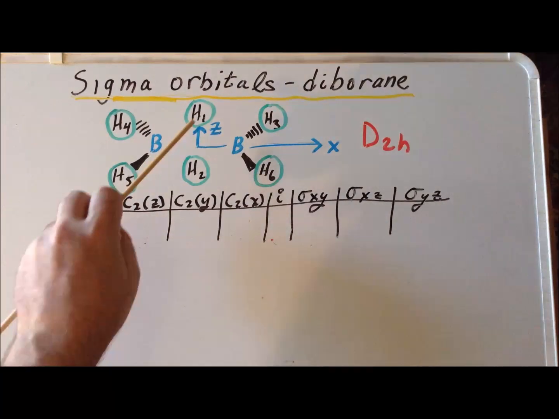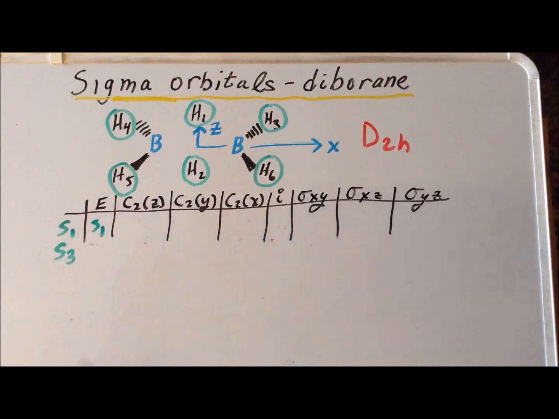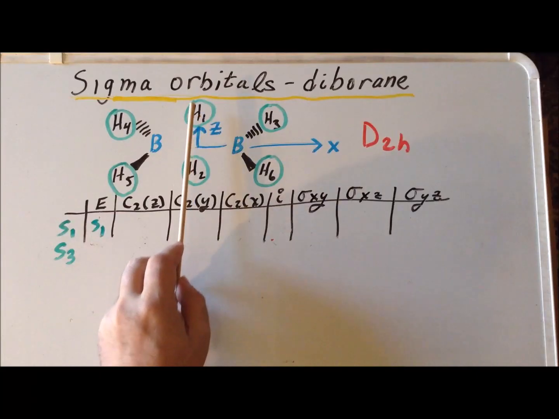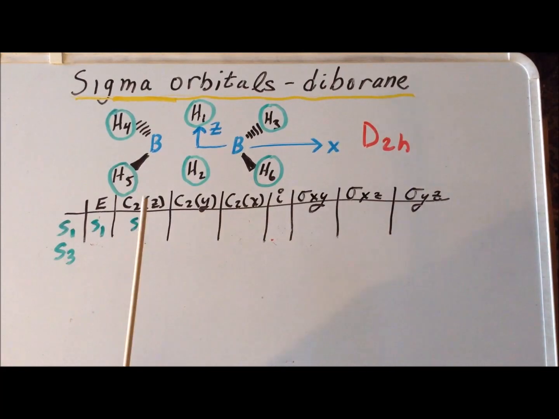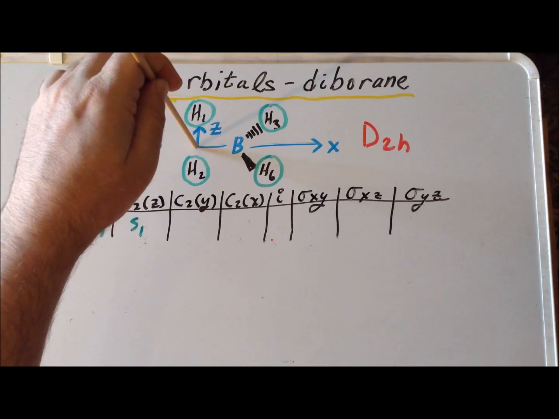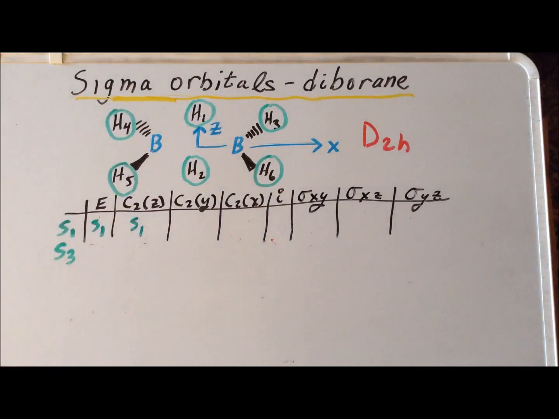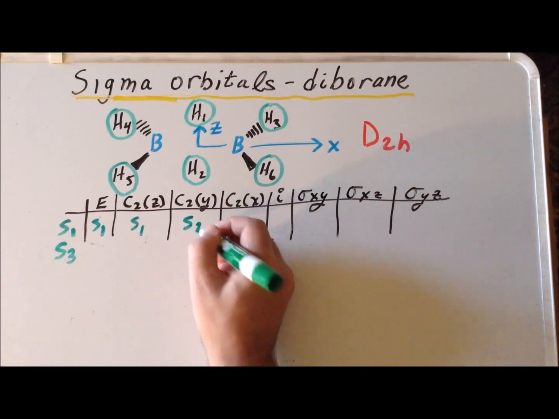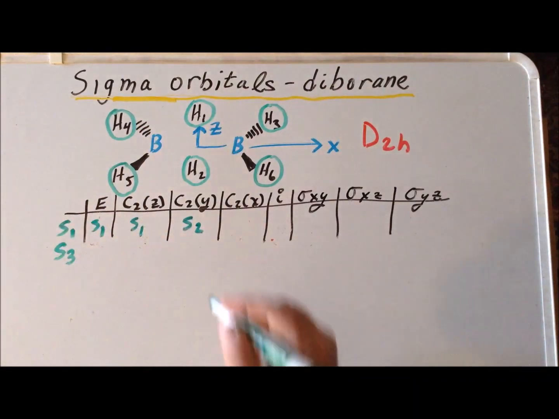Well, under the identity, S1 stays exactly where it was, so it stays as S1. So here we're putting down where the orbital goes under the operation. For the C2 around the z-axis, since it's around the same axis, S1 stays at S1 as well. So now we have the y orbital, C2. So the C2 goes around this particular y-axis. Therefore, the rotation will take S1 to S2. Similarly, if we go around the x-axis, which is here, that's going to rotate H1 to H2, so S1 goes to S2.